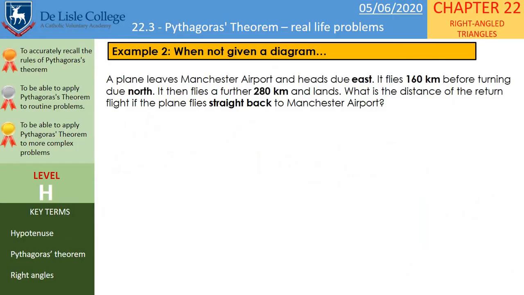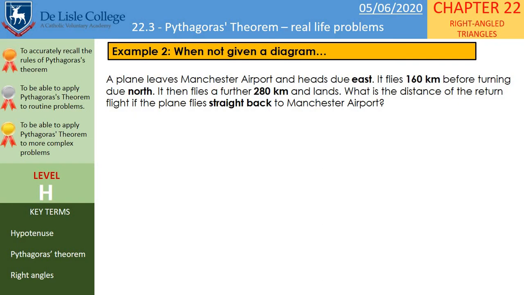Brilliant. Right, next one. So what do we do when not given a diagram? A plane leaves Manchester Airport and heads due east. It flies 160 kilometres before turning due north. It then flies a further 280 kilometres and lands. What is the distance of the return flight if the plane flies straight back to Manchester Airport? What I would like you to do is, before we go through it together, try and draw a diagram to show this problem. Please pause the video as you do this.